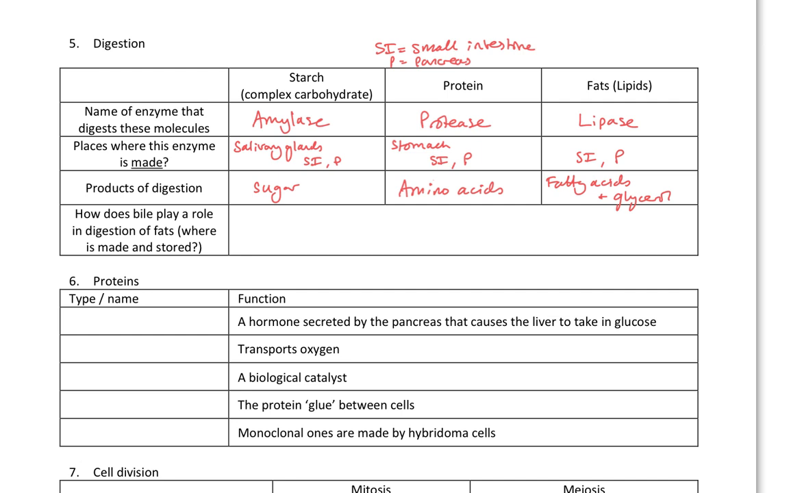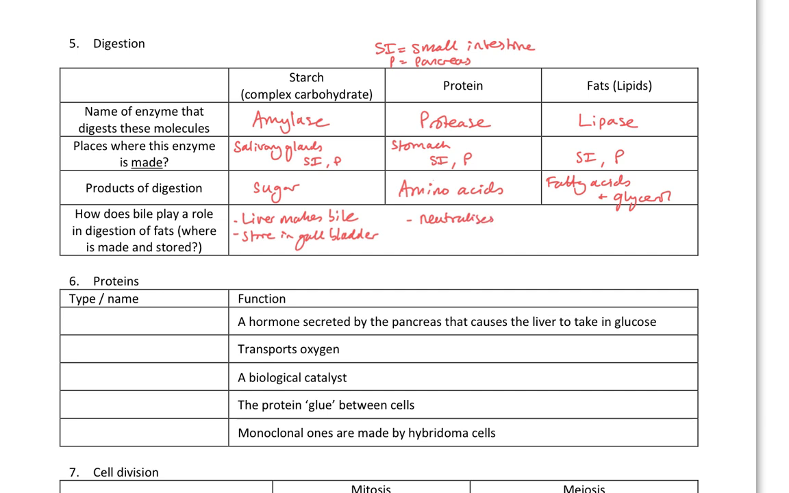How does bile play a role in digestion of fats? Where is it made and stored? So the liver makes bile. It's stored in the gallbladder. A lot of you did really well on this one in the mock. Oops, can't spell bladder. And it neutralizes stomach acids. Neutralizes.